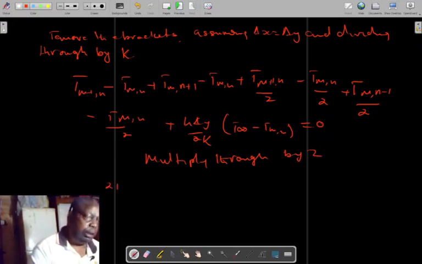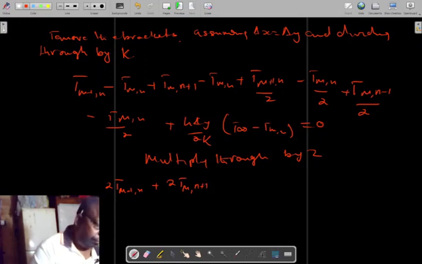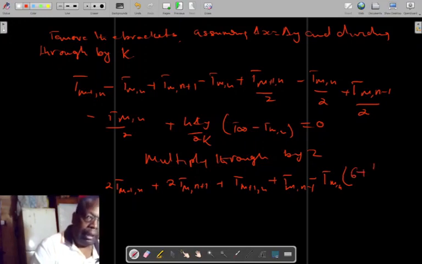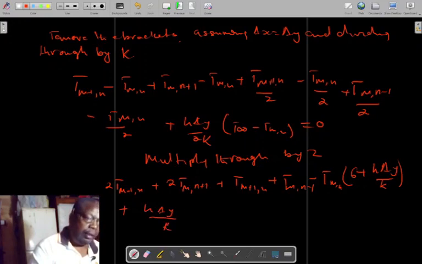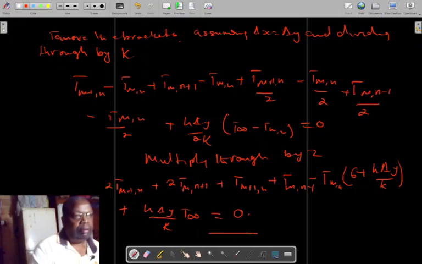So this becomes 2t(m minus 1, n) plus 2t(m, n plus 1) plus t(m plus 1, n) plus t(m, n minus 1) minus 6t(m, n) plus h delta y over k times (t finite or t surroundings), which is equal to 0.